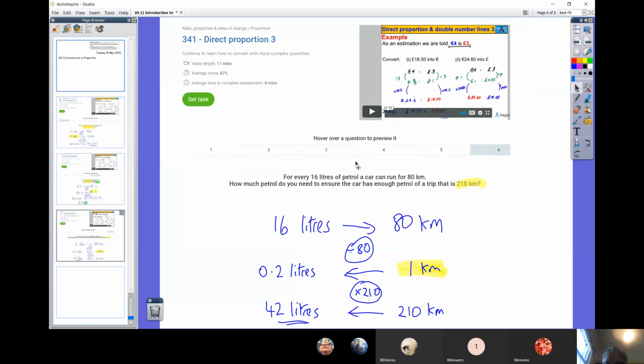So let's just have a look at another one. We're told that 16 litres of petrol takes you 80 kilometres. Now, how much petrol for a trip of 210 kilometres? So we're going from kilometres, so we need to know what 1 kilometre is. So we've got to divide by 80. That takes us to 1 kilometre. 16 divided by 80 is 0.2. Once you know what 1 kilometre is, you then multiply by 210 to get the number of litres. So 0.2 times 210 is 42.